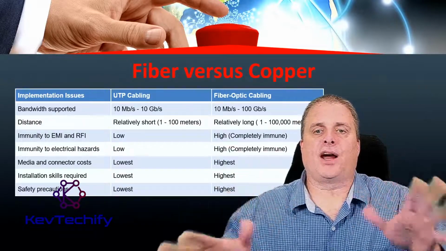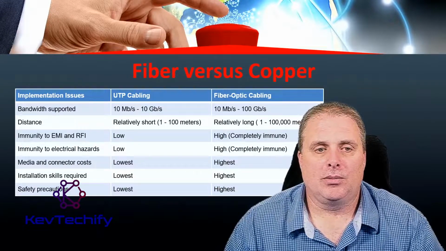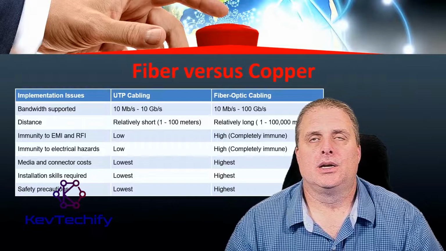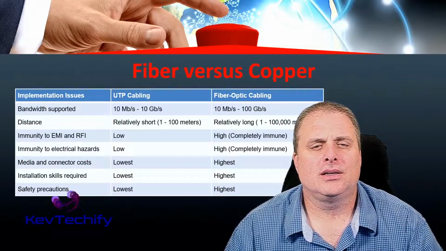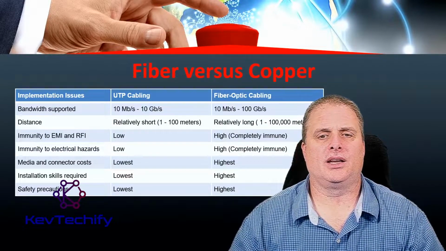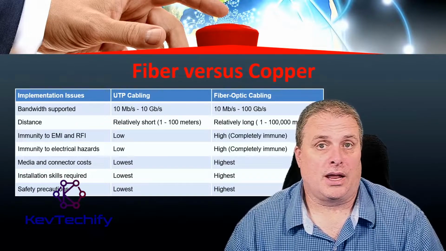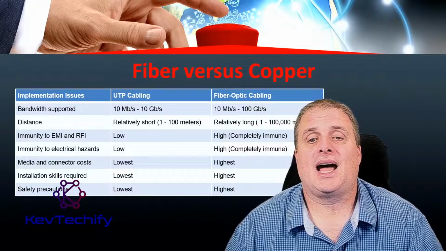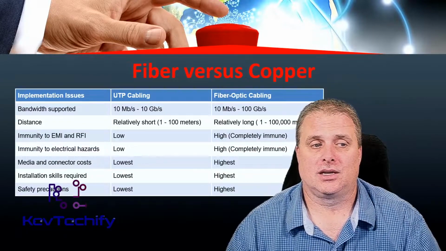Okay, let's compare fiber to copper for a second. Looking at this, copper cabling goes from 10 megs to a gig to even up to 10 gig. And realistically, for right now, it goes up to 10 gigs per second. Fiber will go as low as 10 megs per second, but it'll go as high as 100 gigs per second. So it's 10 times faster at its max.